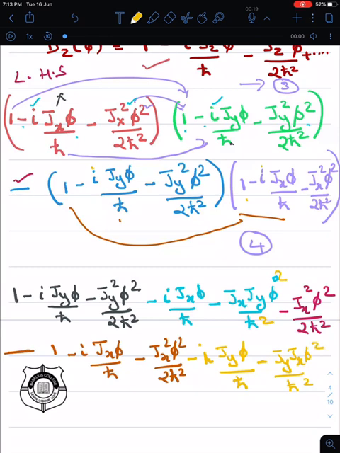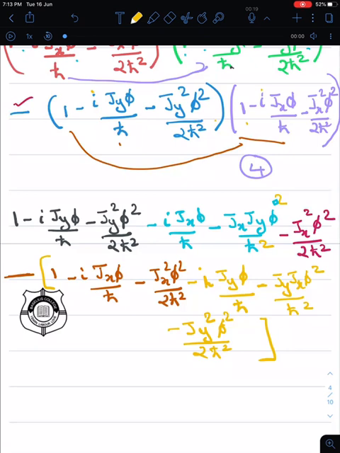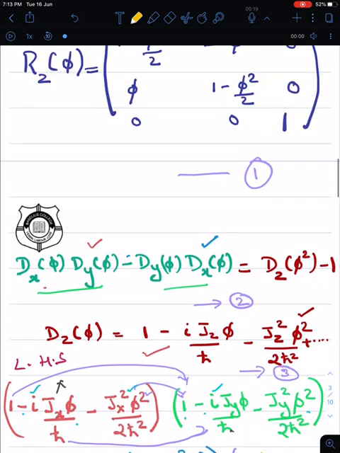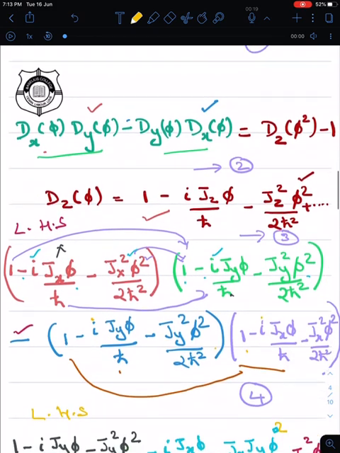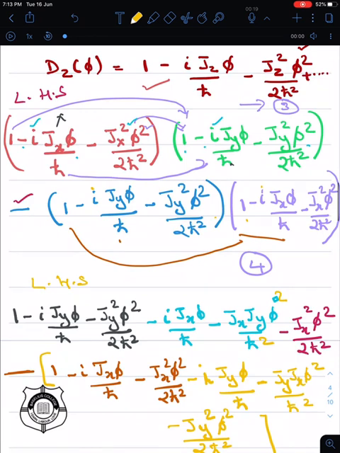Okay, and then you have this term minus, so I have to put this bracket, minus jy square phi square by 2h cross square. I'm just going to close the bracket. Now we have to just simplify this, always reminding you this is just the left hand side of equation 2.